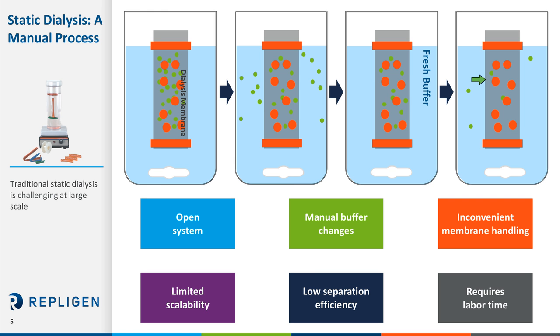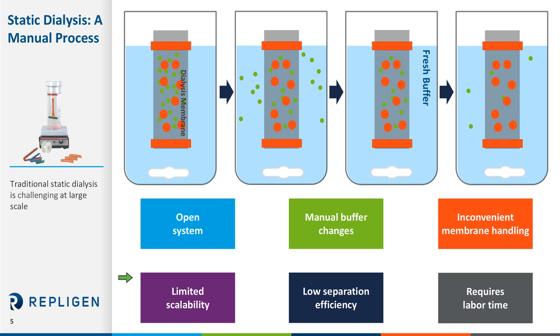While this works for many people at the benchtop scale, it gets increasingly and exponentially challenging when you're dealing with large-scale processes. First of all, it's an open system. It requires manual buffer changes, and when you do those manual buffer changes, you have to physically handle your membrane. So if you have a valuable final product in there, it's subject to potentially ripping, which is something you want to avoid. It's also limited in scale.